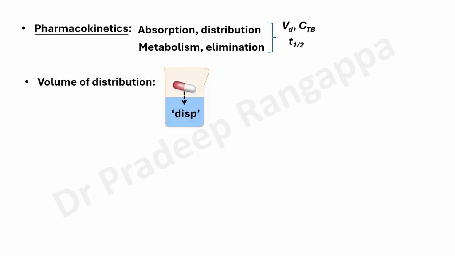We'll talk a bit on volume of distribution, which is terribly important. Why it is important is that most of our critically ill patients have an increase in the volume of distribution.